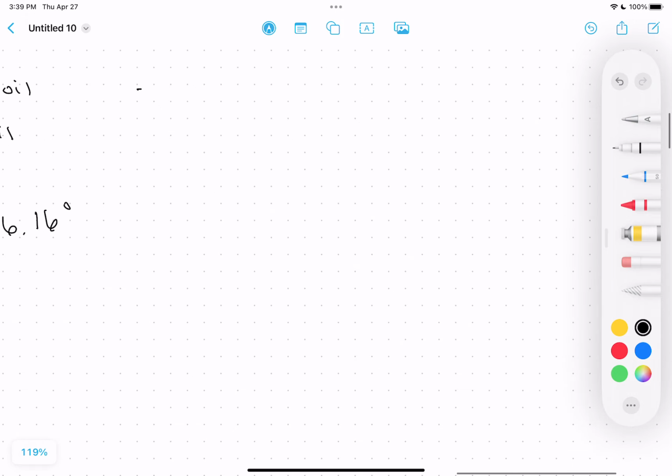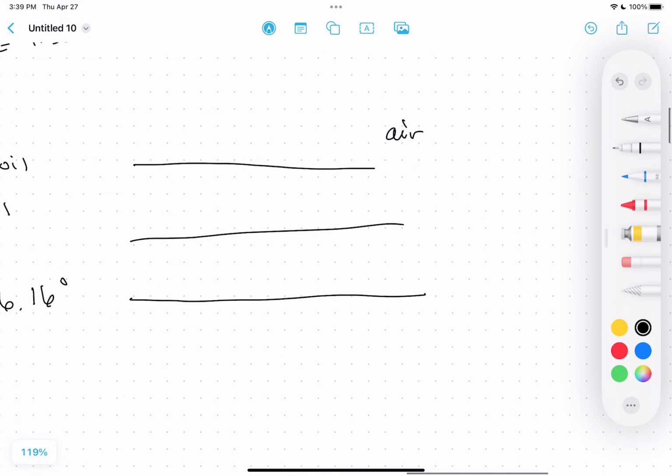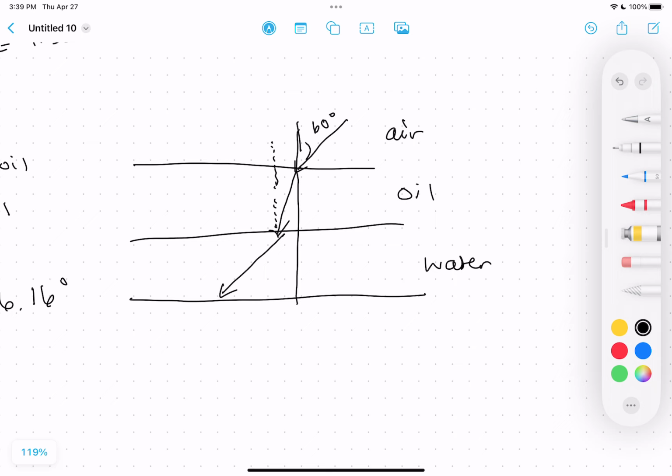So if I'm drawing this here on the iPad as well, just so you guys can see that, here's air, here's oil, here's water. So we come in like that. Here's refraction, and then here's another refraction again, for example. So everything's based on this normal line here. So you have 60 degrees as your incident angle between air and oil. And then if we draw another normal line, whatever angle we have here, which is our refracted angle, that 36.16 degrees.